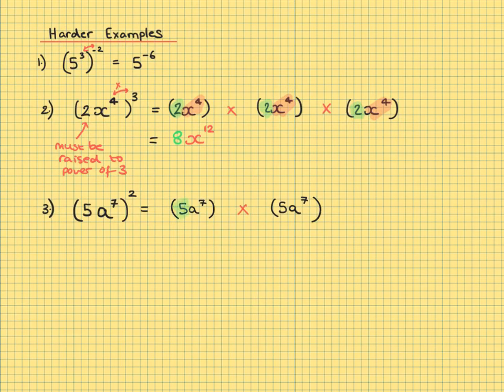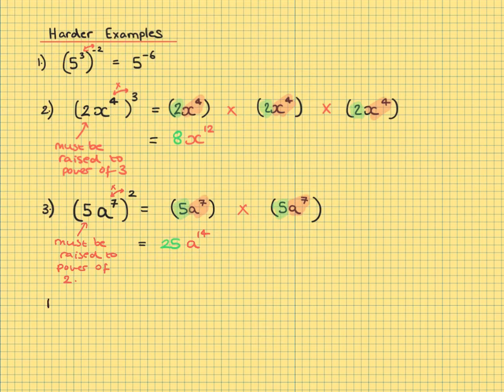We know that 5 multiplied by 5 gives us the 25 that we need at the start, and then a to the 7 multiplied by a to the 7 gives us a to the power of 14. So the 7 and the 2 have been multiplied together, but the 5 must be raised to the power of 2, or squared, as we could also say.